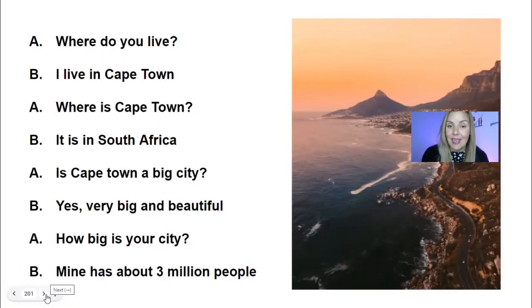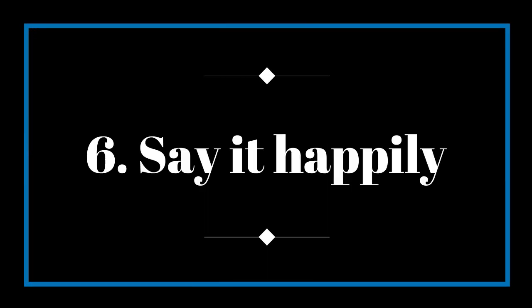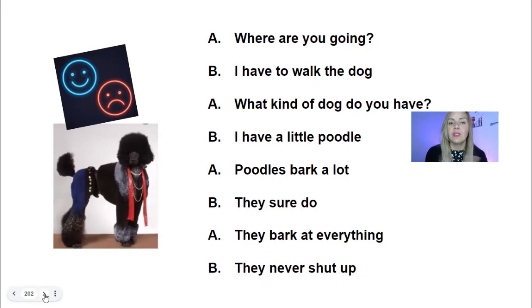So for activity number 6, we've got the well-known say it happily. Again, we are going to be working with dialogue. So first thing, you can go through the dialogue with the student.